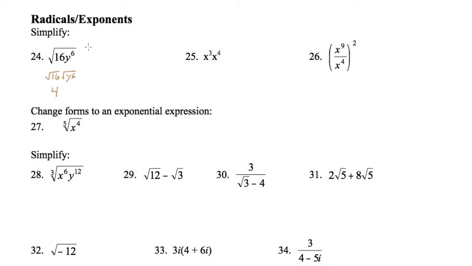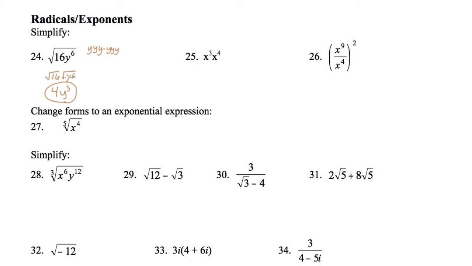Well, it's y to the 3rd, because if you have y to the 3rd times itself, you get y to the 6th. So the square root of y to the 6th is y to the 3rd. So your answer is 4 y to the 3rd.